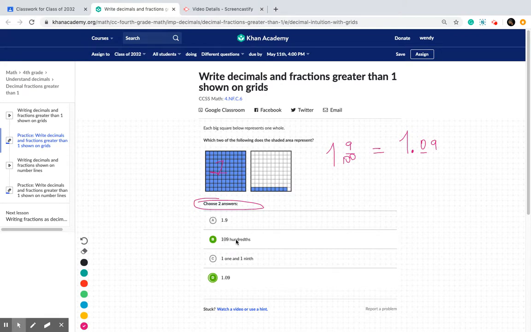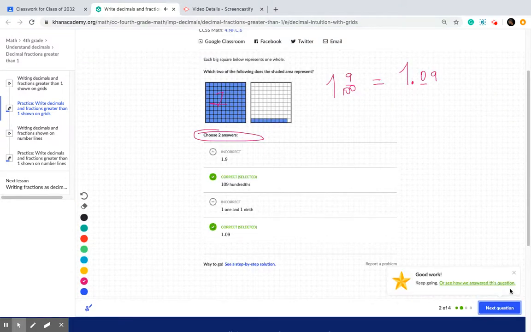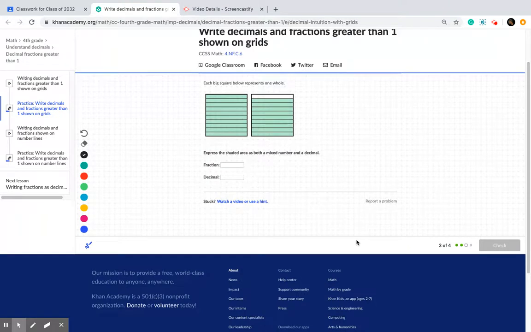100 and 9 hundredths. If you take a look at this, this is 100, and then you have 9 hundredths in there, okay? And it is correct. Did you see what I did? This is 100 and 9 hundredths because you have 100 here. Do you see that? You have 100 pieces, and then you have 9 out of 100. So it is also written as 109 hundredths.